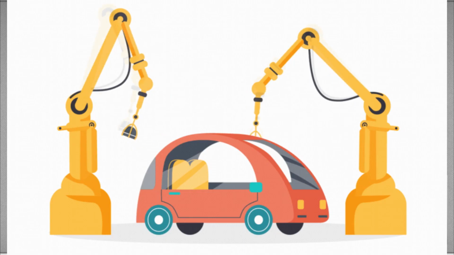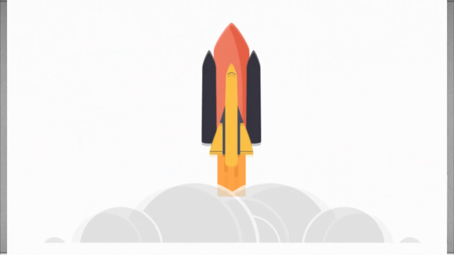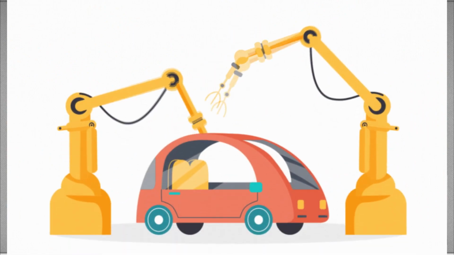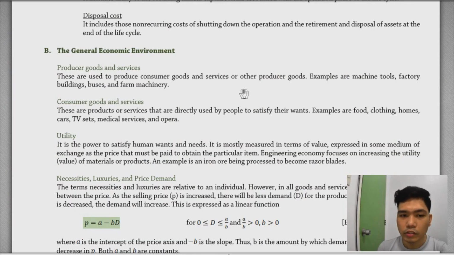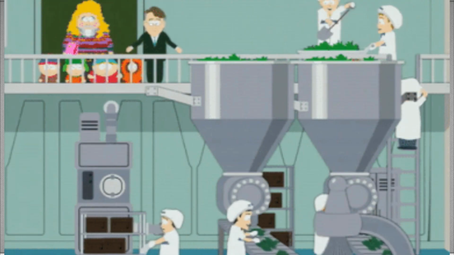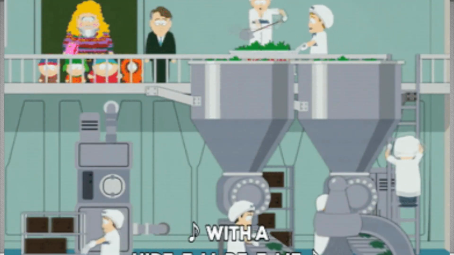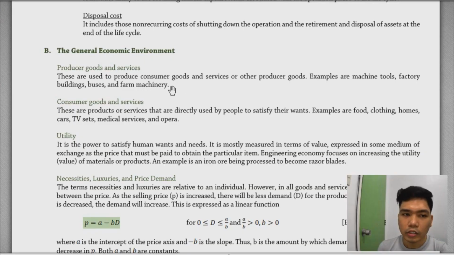So these are actually the machine tools, factory buildings, be it buses or farm machinery, that are able to produce the consumer goods. And of course, if we're talking about the machine tools, this is not actually the machine tools themselves, because sometimes if it's semi-mechanized, it needs to have a person operating behind it. So basically, we're talking about the group, or let's say people plus machine, that are actually producing goods.